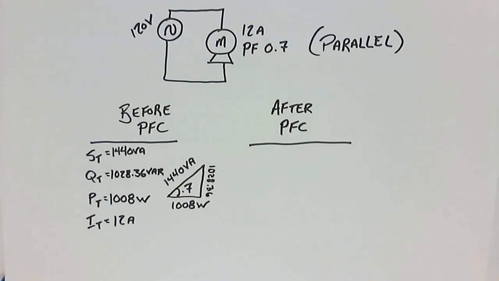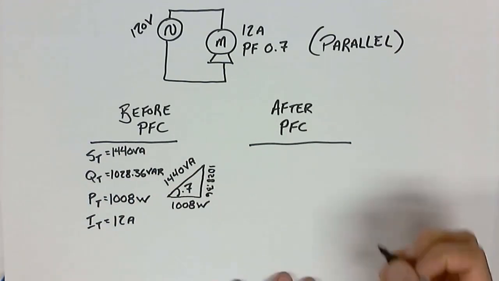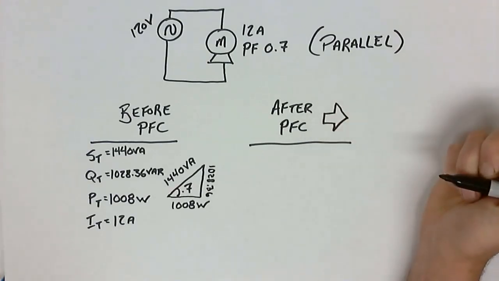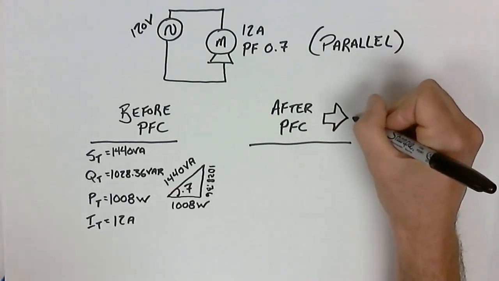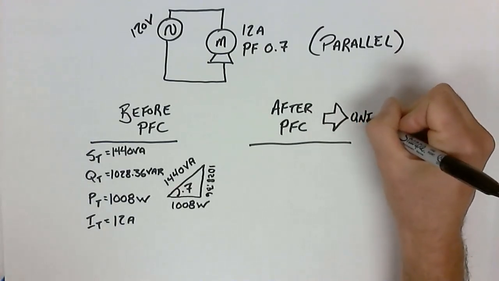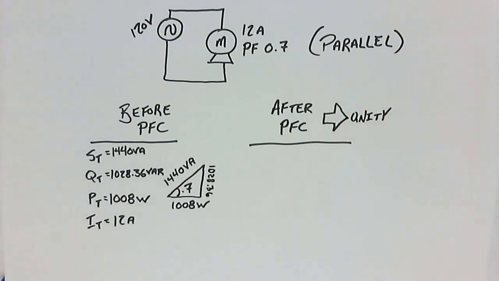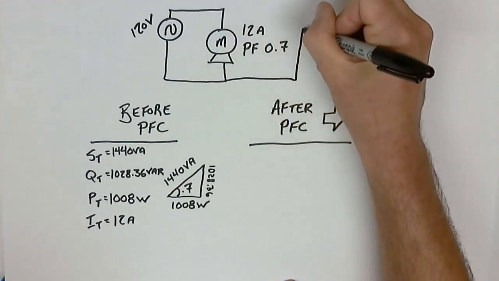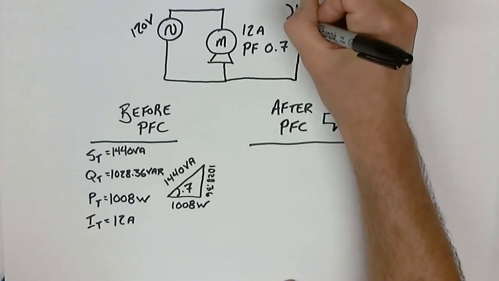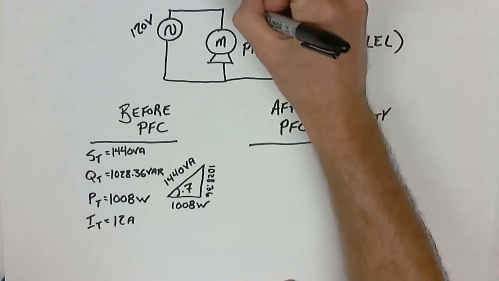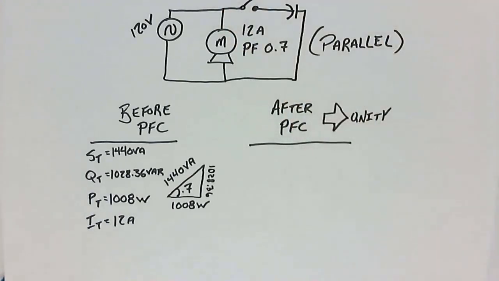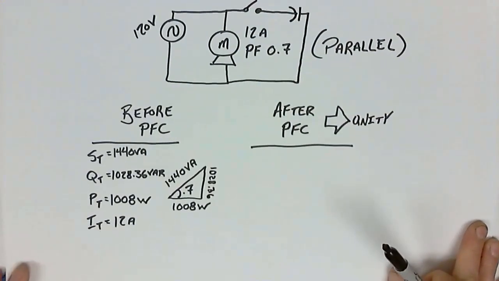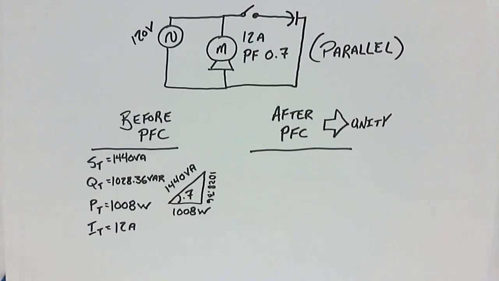And so when we say we're going to power factor correct, we have to be given some information. So I'm going to say that we are going to power factor correct this circuit to unity. So what that means is we want a capacitor connected onto this circuit so that when I close the switch, the capacitor provides all of the out of phase current for the motor. So how would we then calculate that?